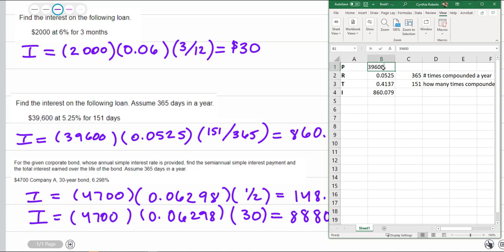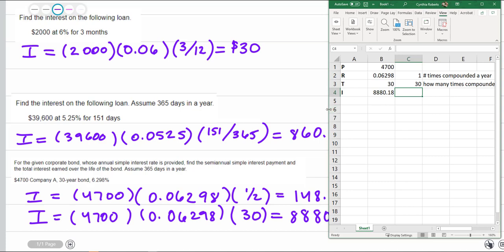The last one, 4,700. 0.06298. This would be twice and then once. I get the 148. And then, of course, my 30 years, the number of times compounded a year, once, and then 30 times to get the last one. So this compounded yearly 30 times.